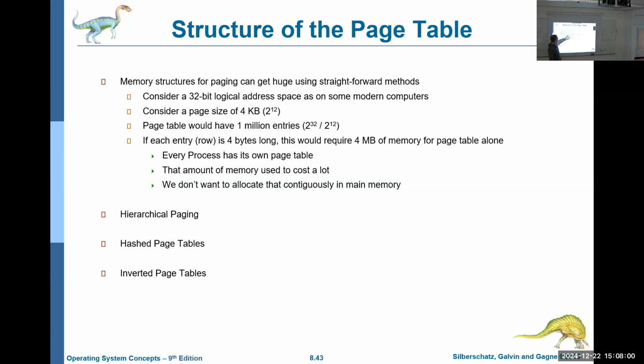Each entry is 4 bytes. But wait a second, that's how many entries we'd have in the page table. But maybe each row isn't 1 byte long. In fact, it can't be 1 byte long. Let's say it's 4 bytes long. If it's 4 bytes long, then the page table for 1 million entries would actually be 4 megabytes, not 1 megabyte. You understand why it's not 1 megabyte?